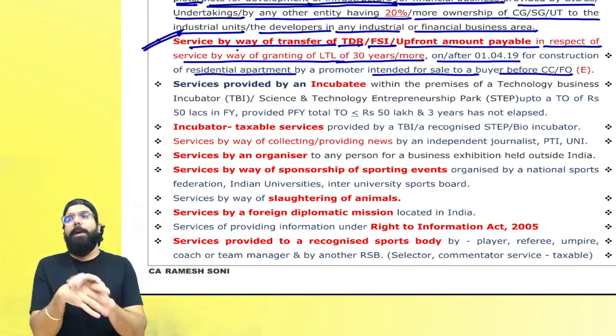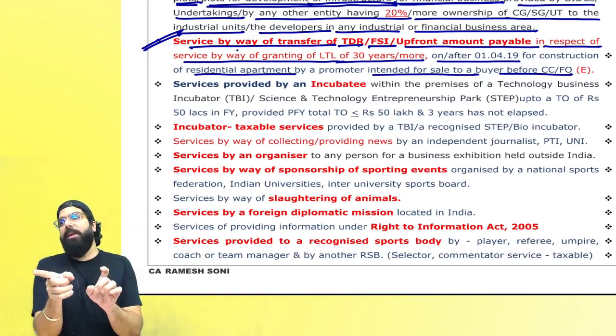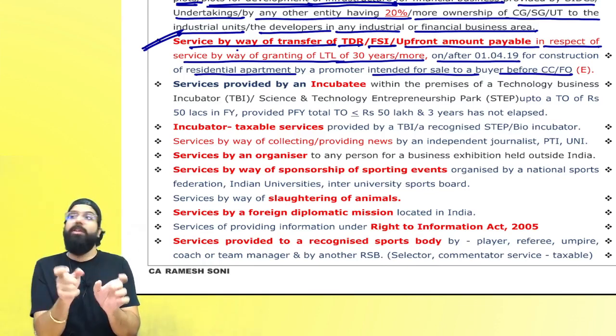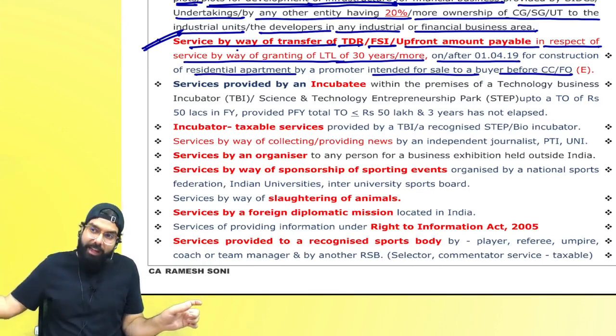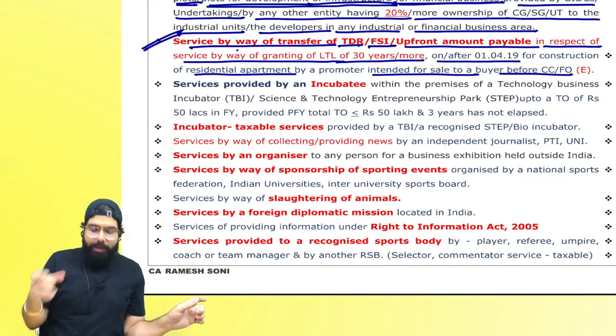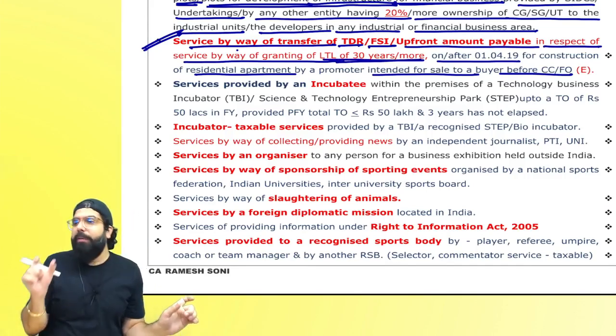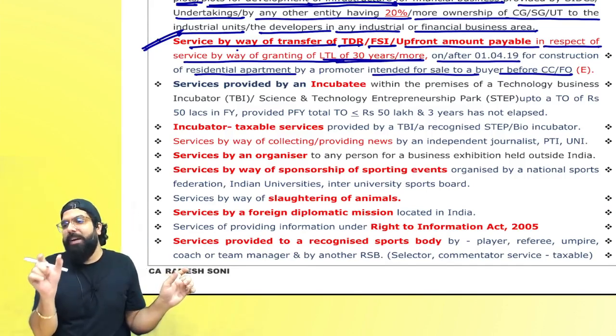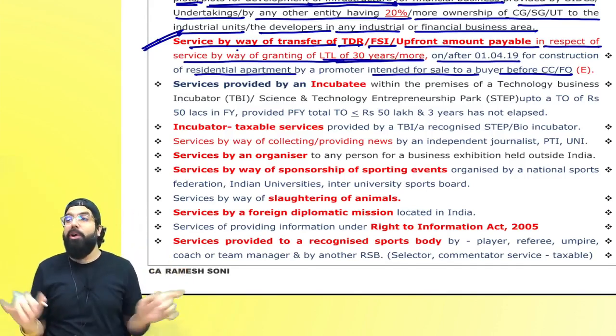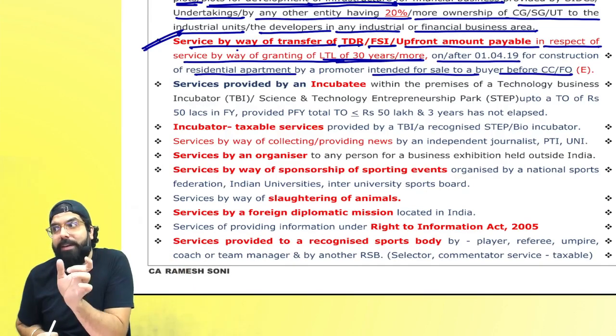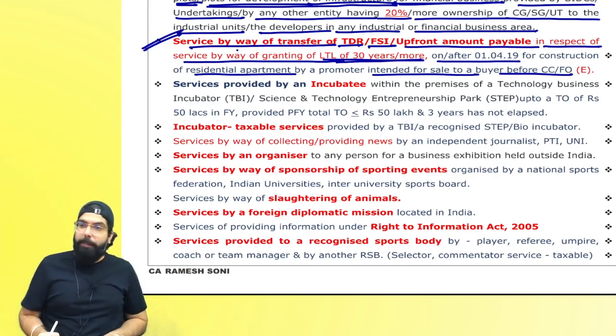Because if the apartment is sold before completion certificate or first occupancy, whichever is earlier, on that GST will come, and hence on the granting of a long-term lease of land, whatever charges are required to be paid under RCM will be exempted, because on the residential apartment GST has come. Is my point clear to all?